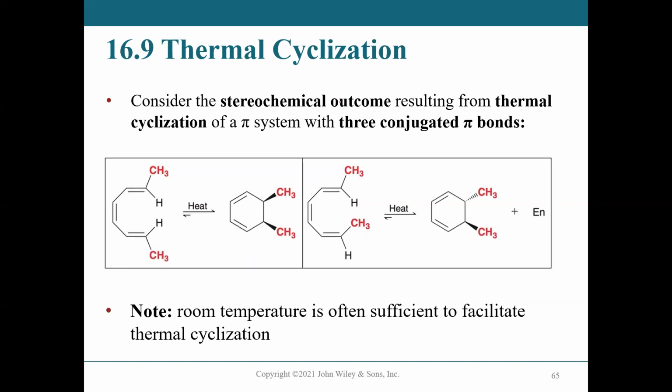It says, consider the stereochemical outcome resulting from the thermal cyclization of a pi system with 3 conjugated pi bonds. And we can get these different options. Note, room temperature is often sufficient to facilitate thermal cyclization. Whereas you go here, go here, go here. It needs to be up, and then if you do the same thing over here, you can see this one's up and this one's down.